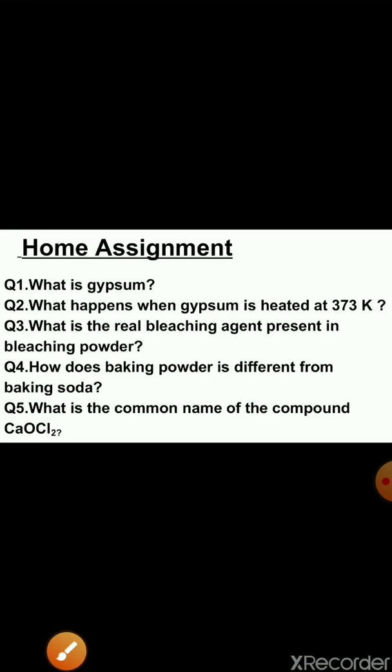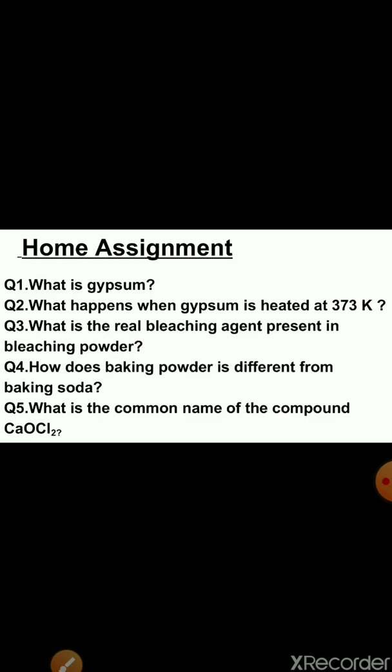Children, in this way we have finished our chapter and all our topics, and I am giving you a home assignment. With this home assignment I am again reminding you, write down all these notes which I am giving in this video in your notebook and complete your work. Now the questions are: What is gypsum? Here you have to write the formula and chemical name of gypsum. What happens when gypsum is heated at 373 Kelvin?